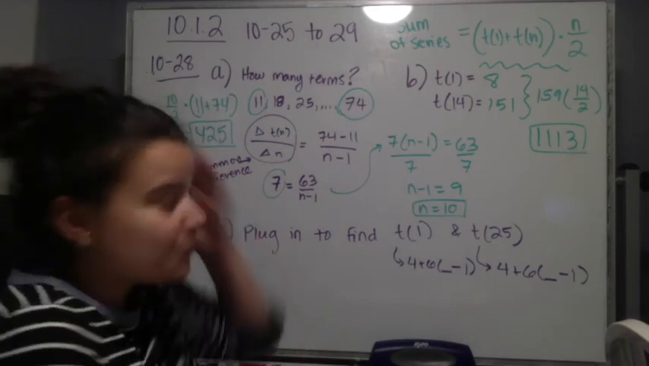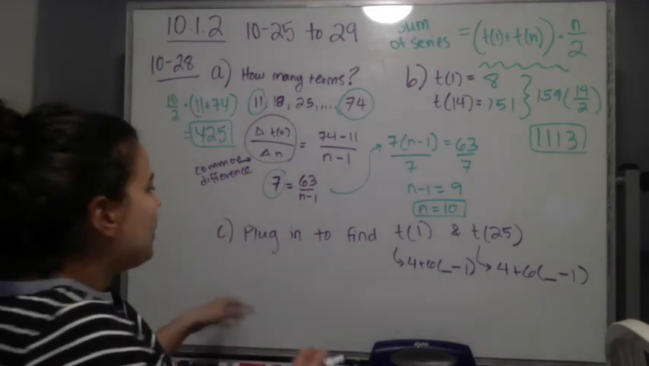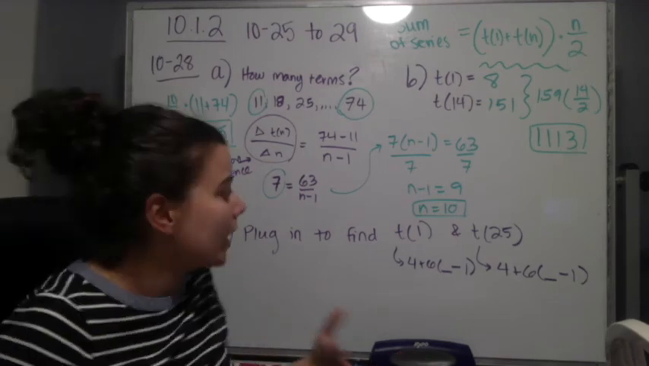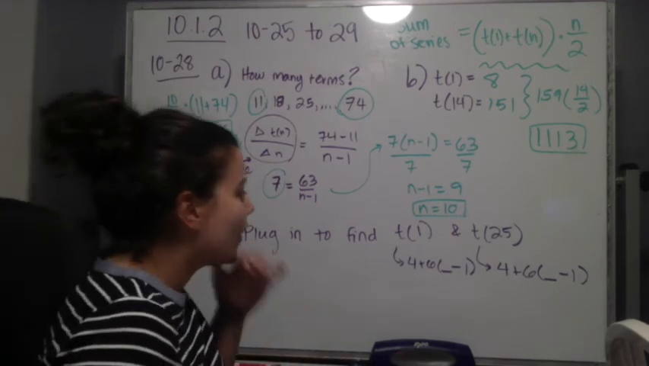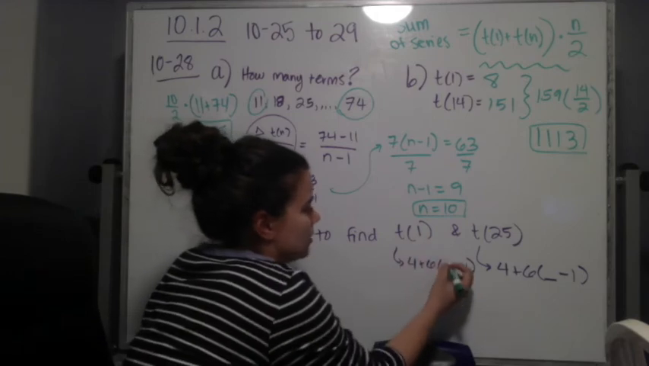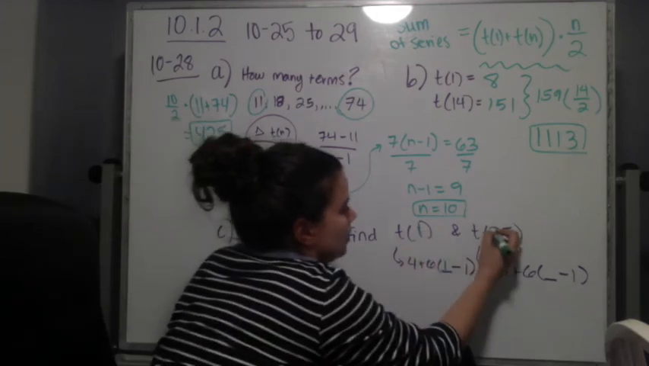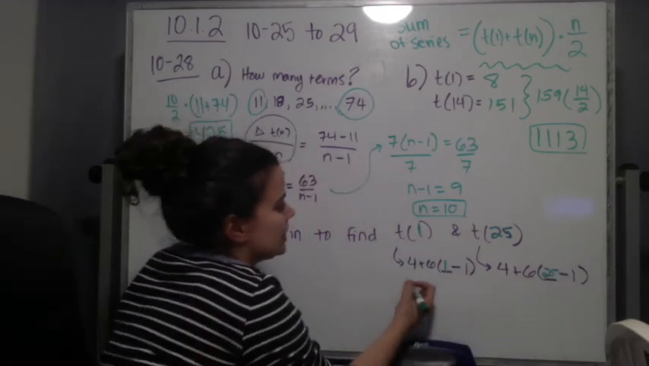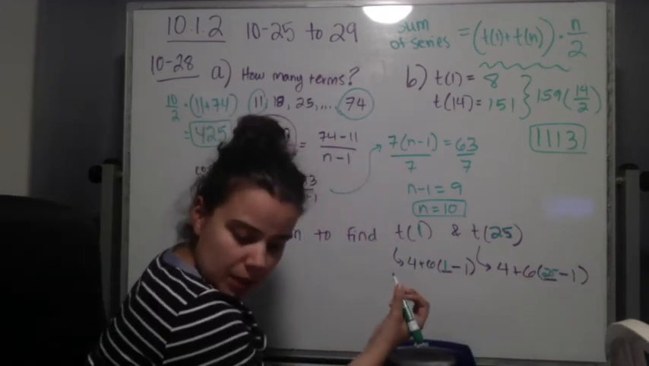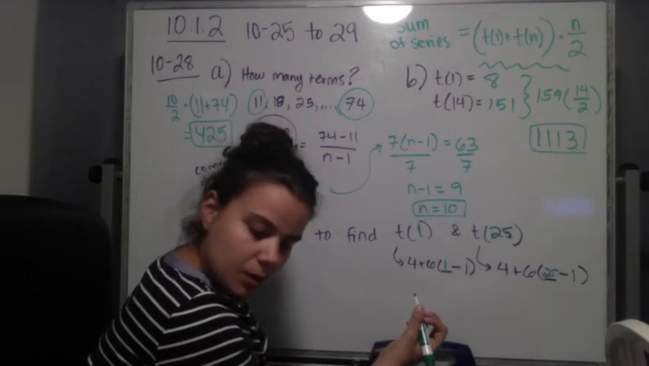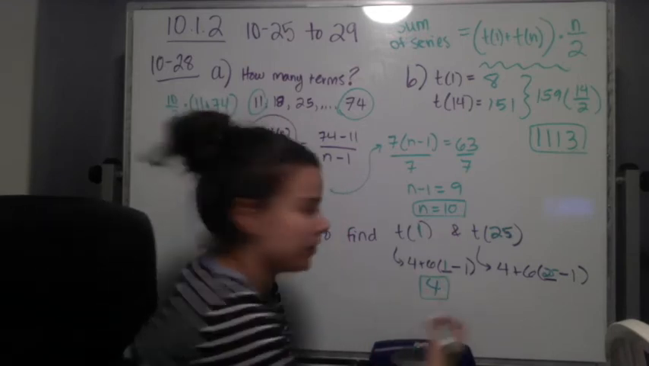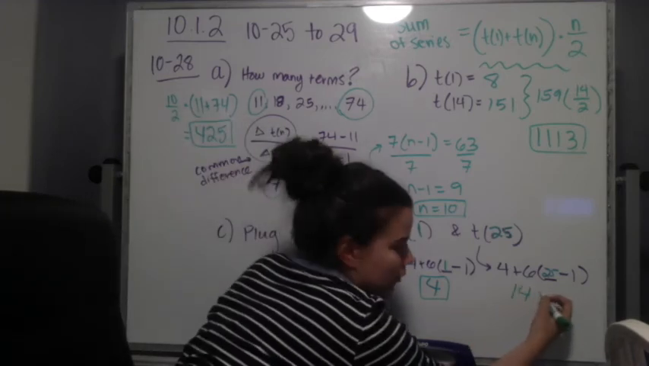And finally, part C, they give us the equation, and so we actually have to figure out what t of 1 and t of 25 are. So we want to just plug it in. I'm going to plug in 1 and then 25. We can see that our first term is going to be 4, right, because we're in first term form. And the 25th term will be 148.